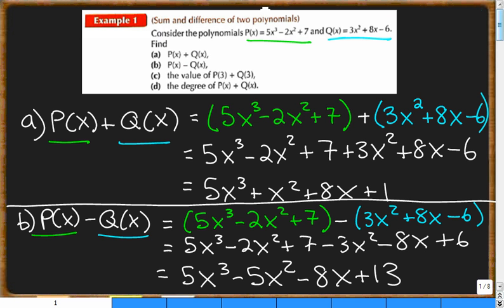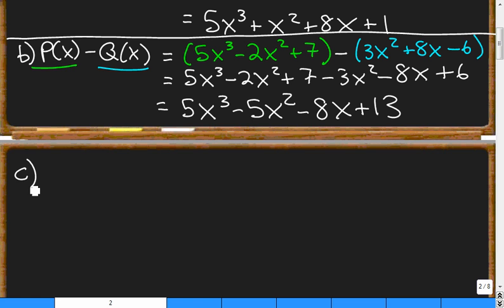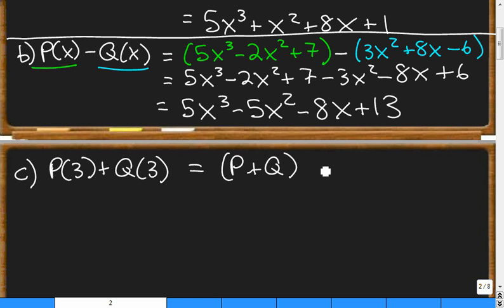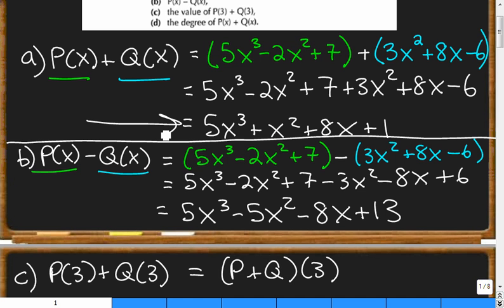Now part C asks us to find the value of p of 3 plus q of 3. Well, p of 3 plus q of 3 is the same thing as p plus q of 3. We've already found this function. So what we need to do is we just need to plug the 3 into our function that we found for p plus q, this one right here.